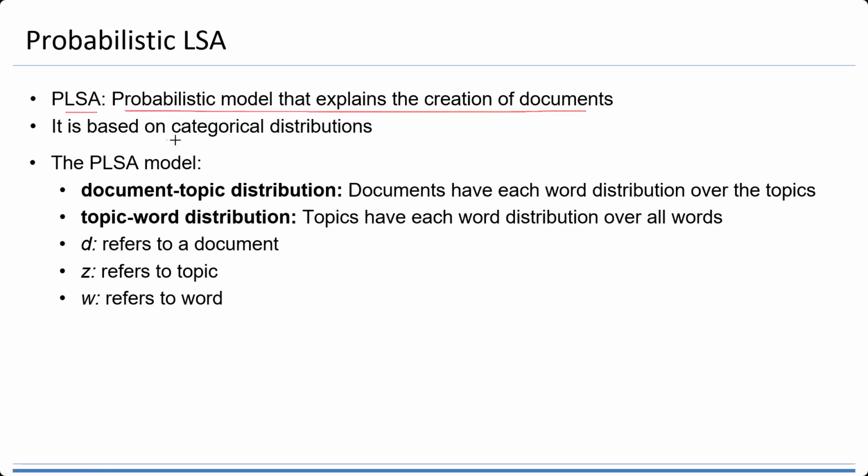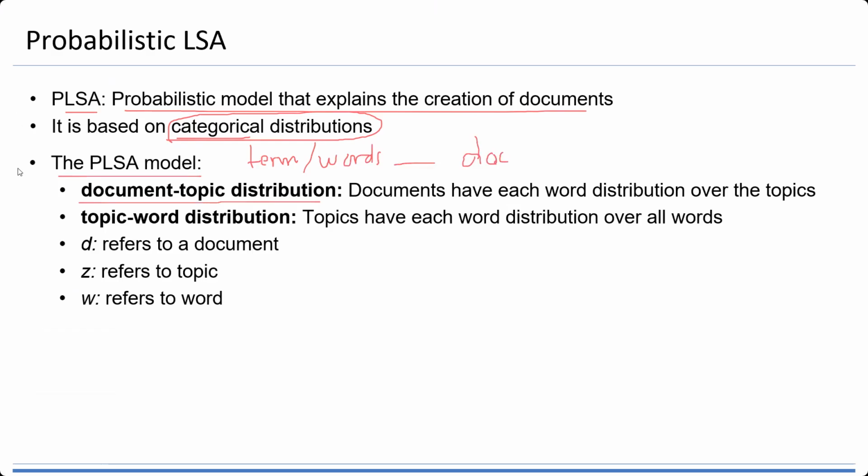So basically it is using the distribution. So we want to know the categorical distribution. The categorical distribution means the term distribution or the keywords distribution. And it's also available for the document distribution. So in the PLSA model, there will be two kinds of distribution.